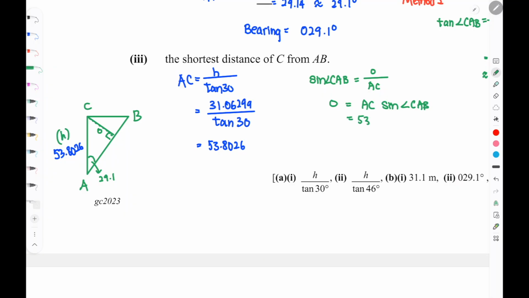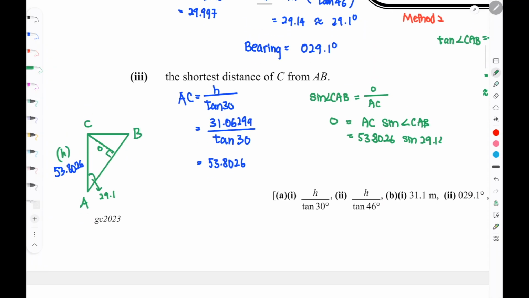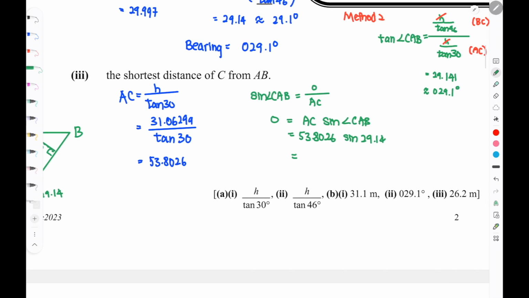AC is 53.8026 multiplied by sine 29.14. Here I type this into my calculator. I get 26.1989, which I can round off to 26.2 meters, to 3 SF.